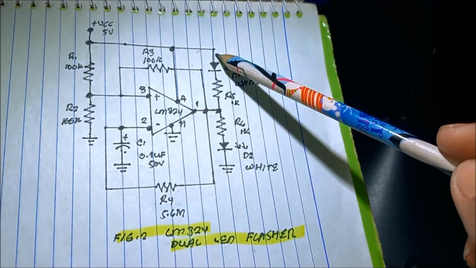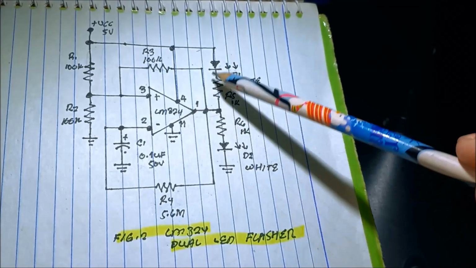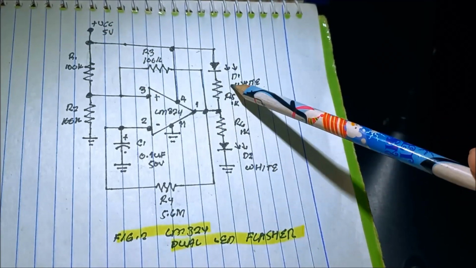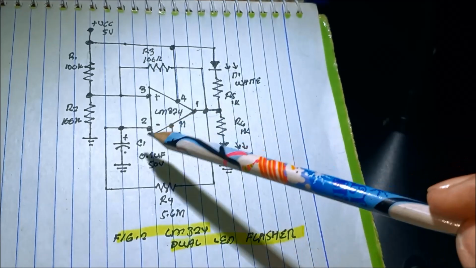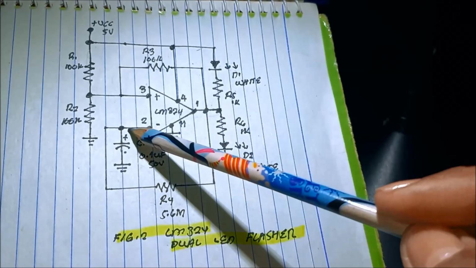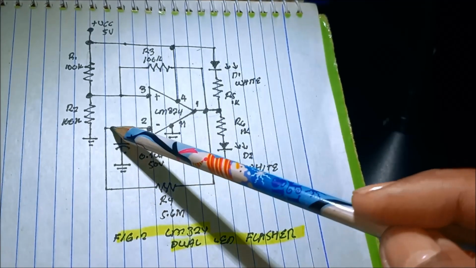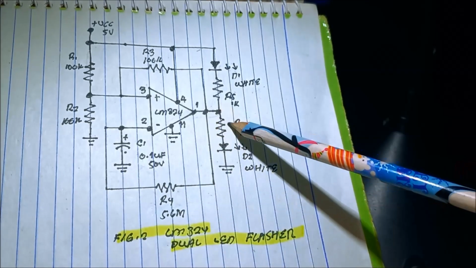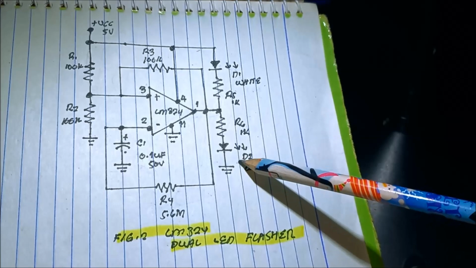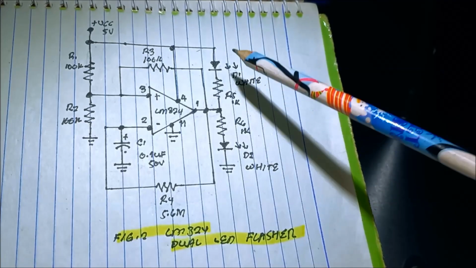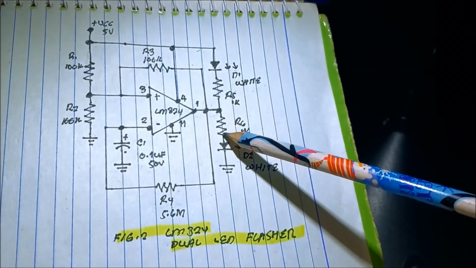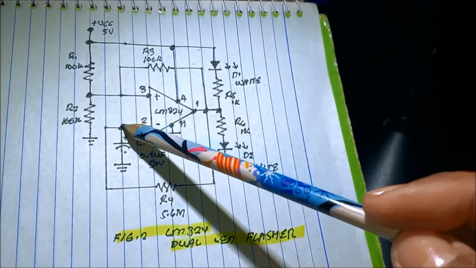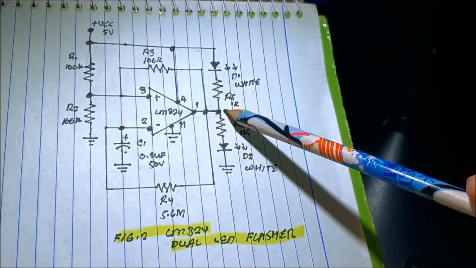So the first LED turns on because the current flows from 5 volts to this LED and then to the ground. While during the discharging of the capacitor, it discharges to C1, to the R4, then to the other LED. Now this one turns off and this one turns on. Okay? Because the capacitor now is discharging.